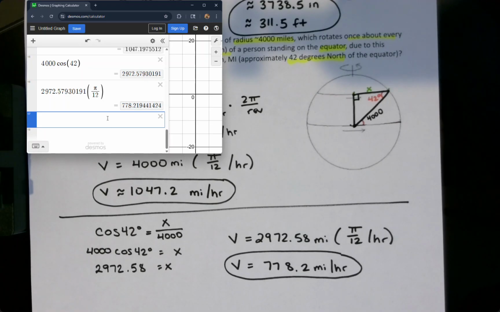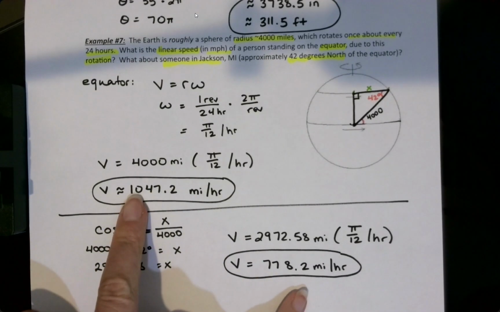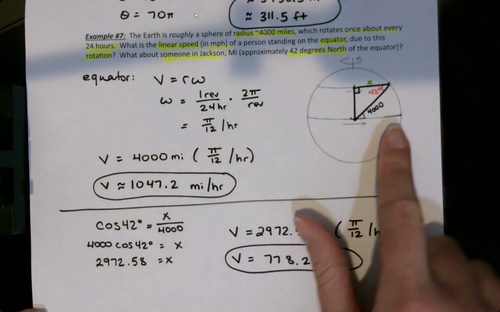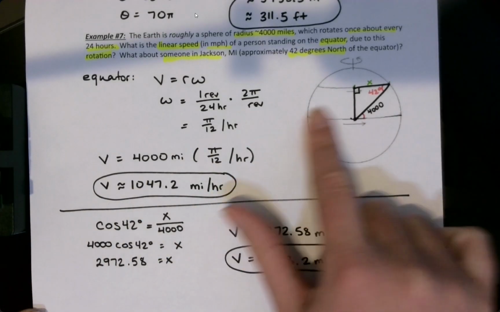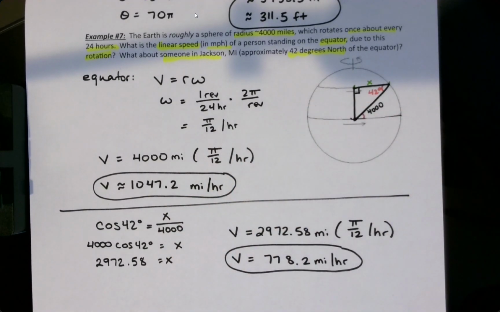Having been to the equator, I can say that I don't feel the difference, or I didn't feel the difference in the linear speed due to lots of factors, but there was a physical difference in the speed from someone standing at the equator in terms of that linear speed.